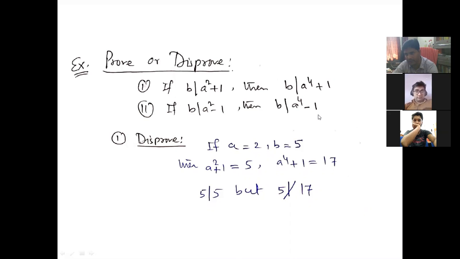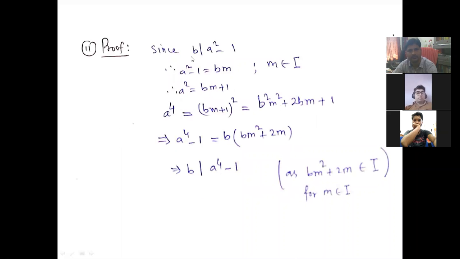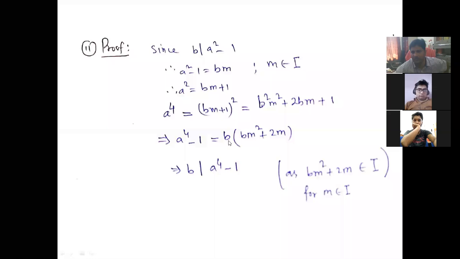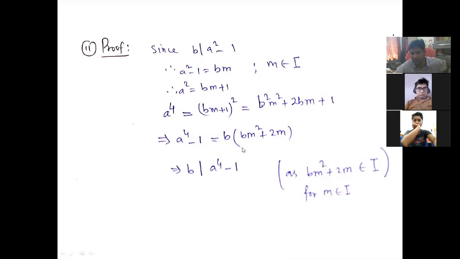Second part: yes, it is true, so we will prove it. How? b divides a square minus 1, so a square minus 1 can be written as b into some integer m, for some m belongs to I. So a square equals bm plus 1. Now a to the power 4 equals bm plus 1 whole square, which equals b square m square plus 2bm plus 1. Now a to the power 4 minus 1, taking the minus 1 to this side, equals b square m square plus 2bm. Now from both terms b is common: b times bm square plus 2m. So this is an integer, so b must divide this part. Here b is a factor of this, so b divides this.